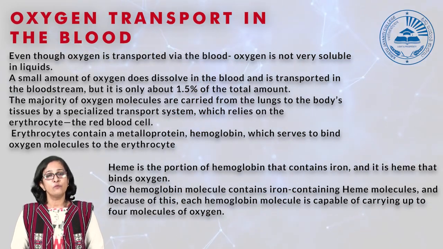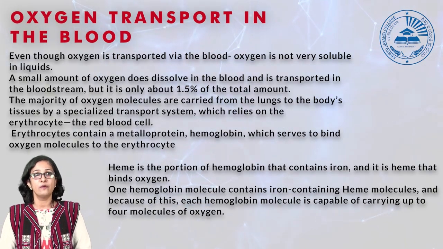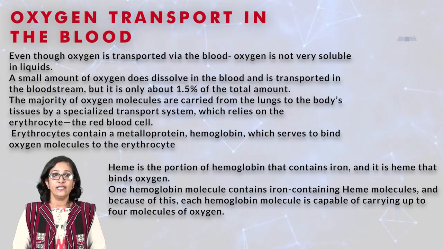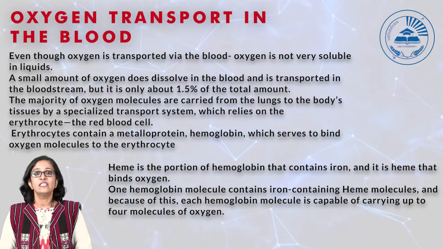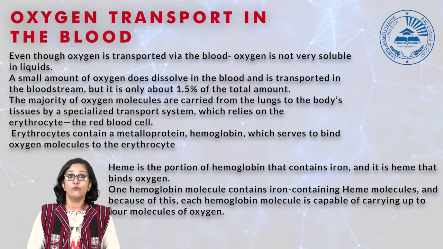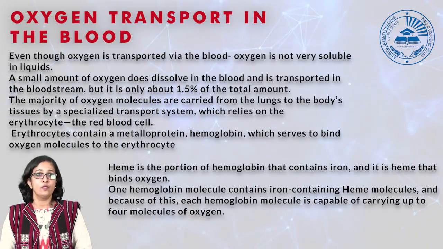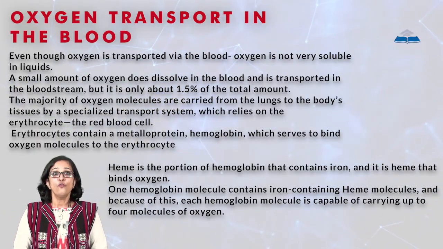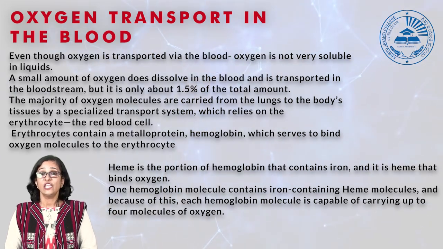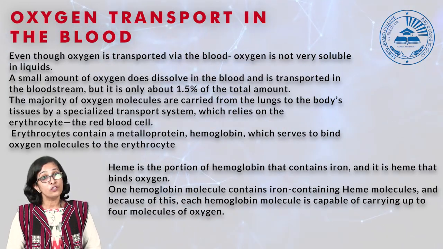The majority of oxygen molecules are carried from the lungs to the body's tissues by a specialized transport system which relies on the erythrocyte, that is, the red blood cells. Erythrocytes contain a metalloprotein known as hemoglobin, which serves to bind oxygen molecules to the erythrocyte. Heme is the portion of the hemoglobin that contains iron, and it is the heme that binds to oxygen. One hemoglobin molecule contains 4 iron-containing heme molecules, and because of this, each hemoglobin molecule is capable of carrying up to 4 molecules of oxygen.